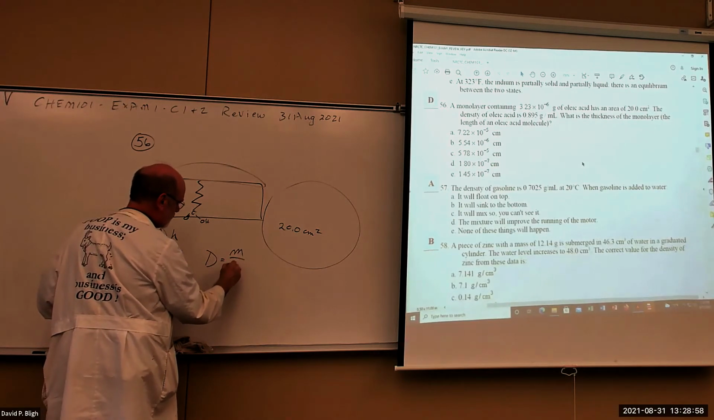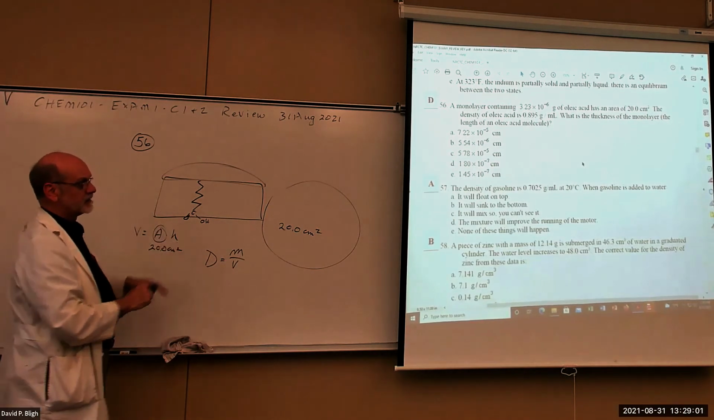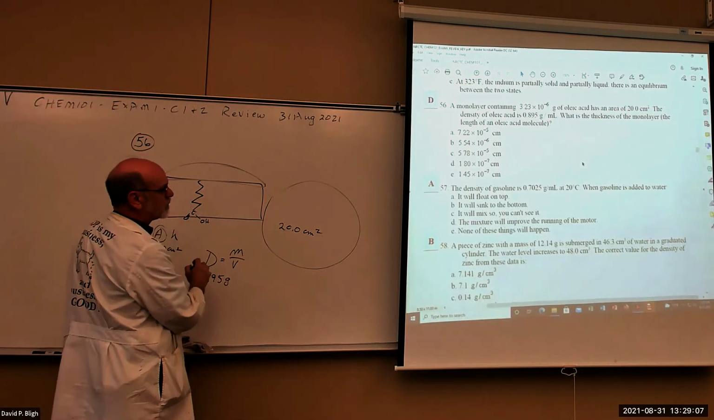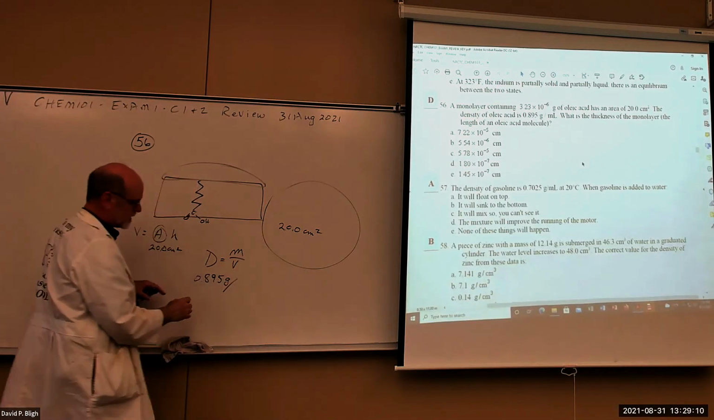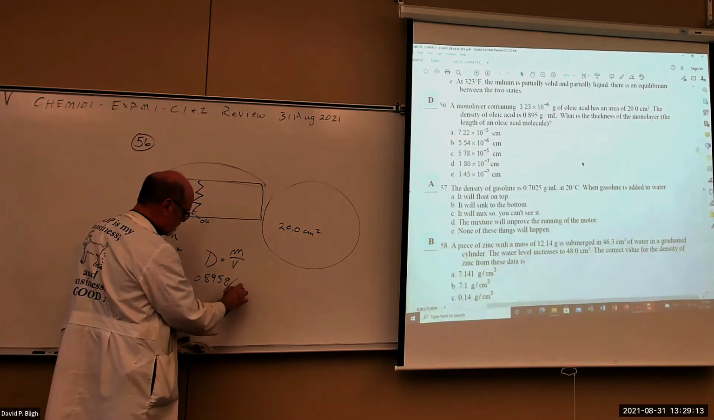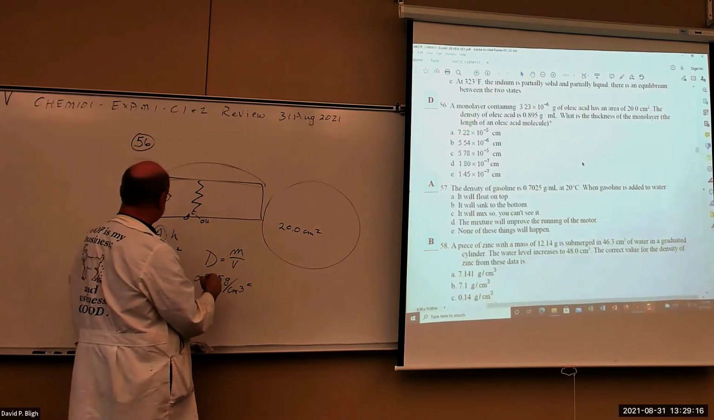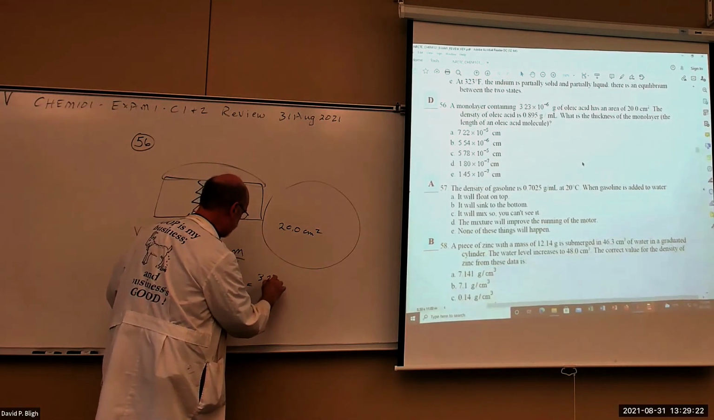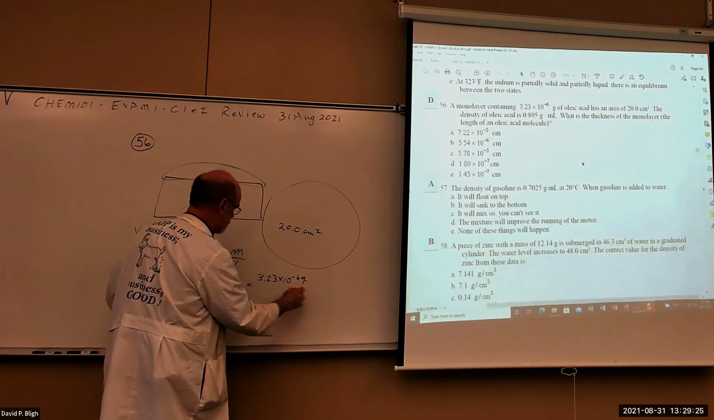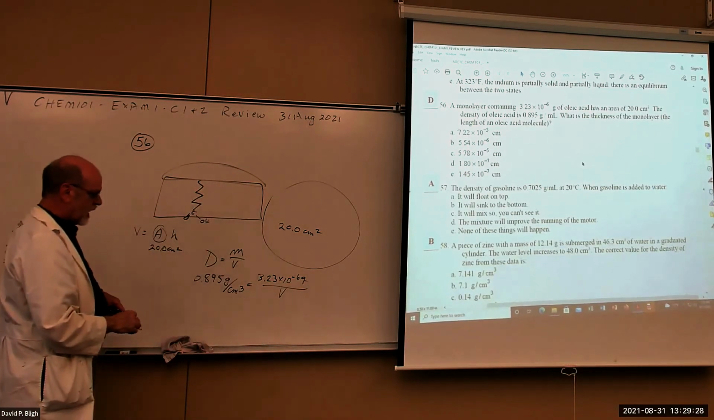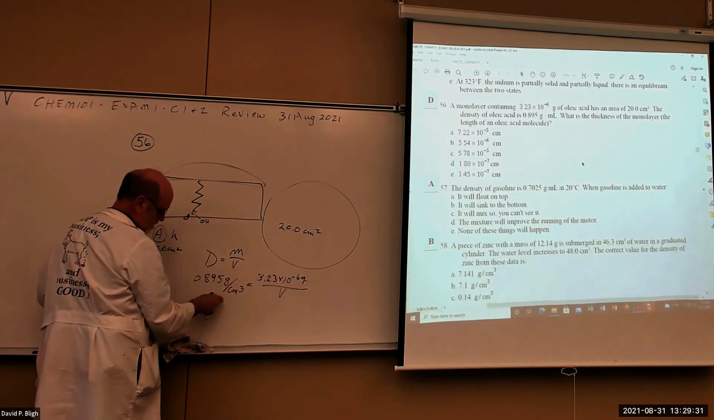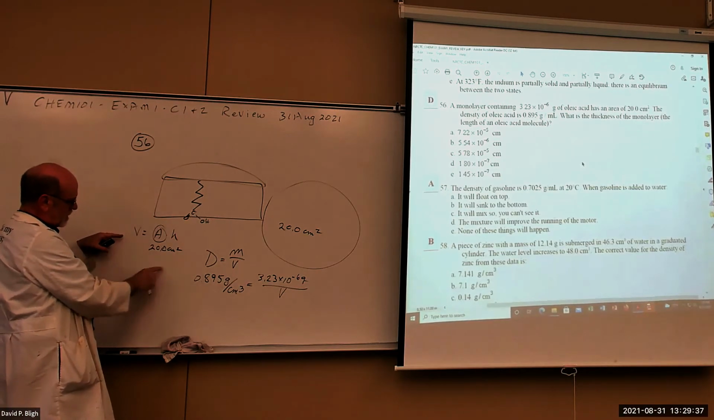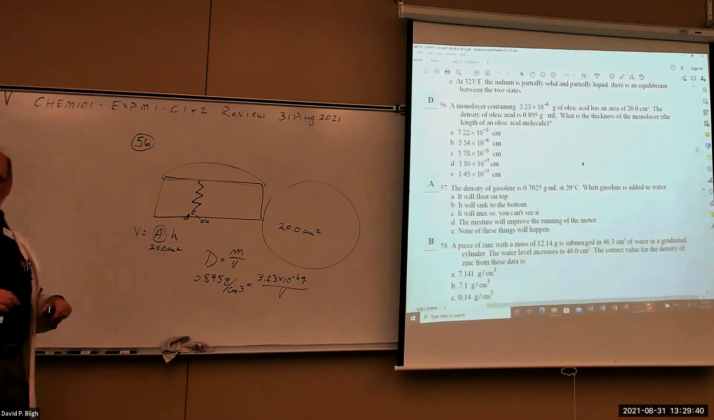Density equals mass divided by volume. We've got the density, 0.895 grams per milliliter, which is cubic centimeters, equal to the mass, which is 3.23 times 10 to the minus 6 grams divided by volume. So the grams cancel, and that leaves you with cubic centimeters for the volume. Then you divide by the area value, and that gives you the height of the molecule.